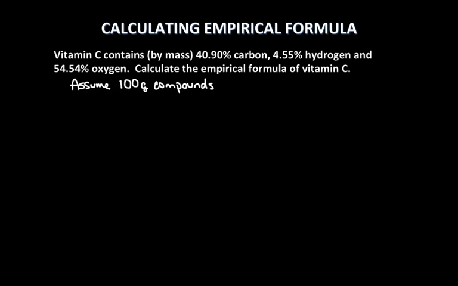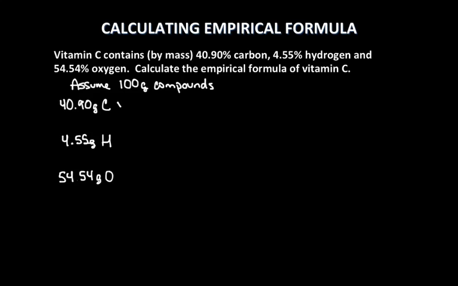So if we have 100 grams of compound, we will have 40.90 grams of carbon. We will have 4.55 grams of hydrogen and 54.54 grams of oxygen. So now we have the masses of all of those elements, and the first thing we need to do is convert all of those to moles. So what we want are the moles of all of those compounds.